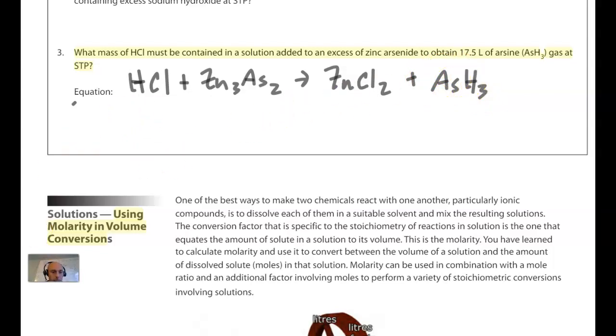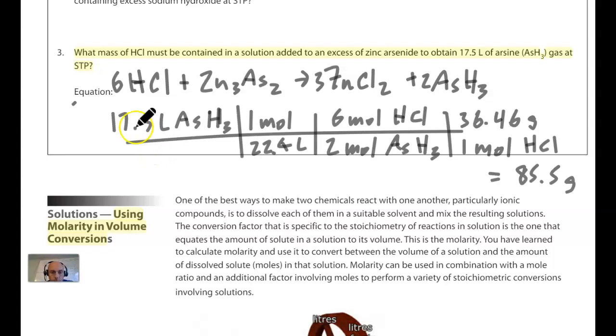So let's take a peek now at the stoichiometry. I took the volume of AsH3 I started with, divided by 22.4 to get to moles, used the coefficients or mole ratio between AsH3 and HCl to convert to moles of HCl, and then multiplied finally by the molar mass of HCl to get the mass of HCl, which in the end is 85.5 grams of HCl.